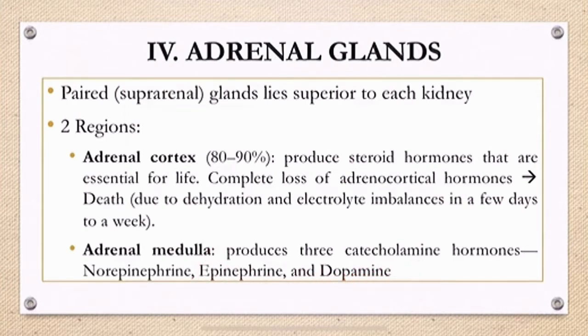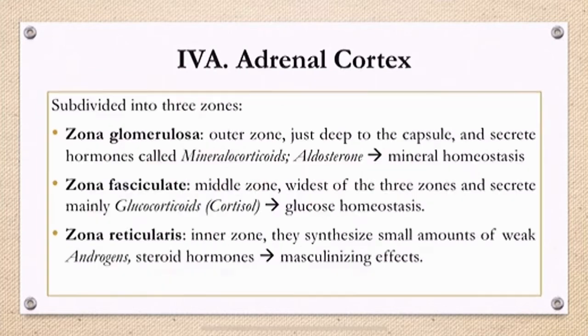And the outermost part is called the adrenal cortex. It produces steroid hormones that are essential for life. If there is complete loss of these hormones, it can lead to death due to dehydration and electrolyte imbalances. The adrenal cortex makes up the bulk of the adrenal gland.